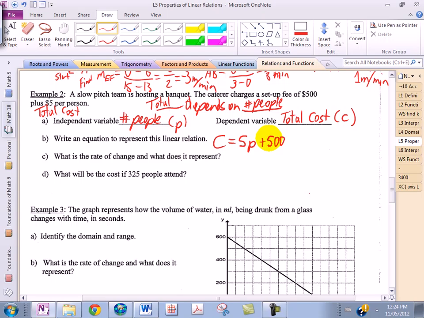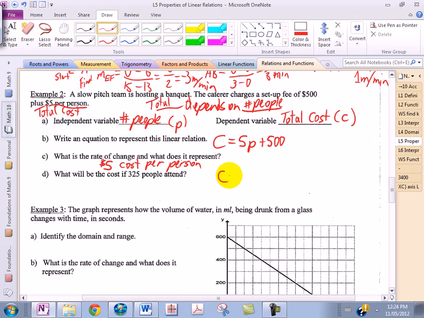Okay. What is the rate of change and what does it represent? Tia, what's the rate of change? $5. And what does it represent? Cost of what? Yeah, the cost per person. In fact, it even says that right in our question, cost per person. Good. What will be the cost if 325 people attend?